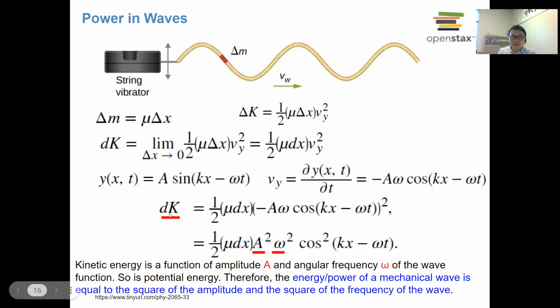So you can see the energy is proportional to the amplitude, also frequency. If it vibrates more frequently, then it has more energy. That kind of makes sense, right? So energy is proportional to the amplitude as well as the frequency, and of course the linear density. If the linear density is heavier, then the energy will be more.